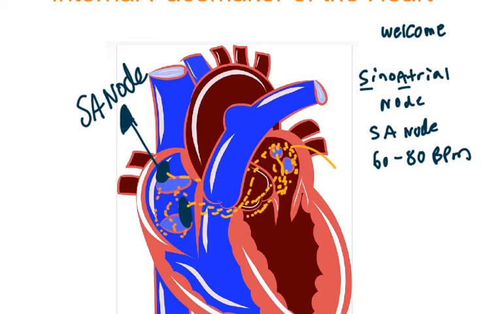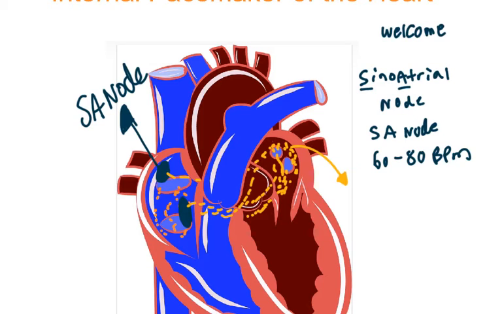Bachmann's bundle consists of specialized nerve tracts in the inner wall of the left atrium, responsible for distributing the electric signals along the myocytes of the left atrium and bringing those signals to meet at the atrioventricular node, where we'll see what happens later.